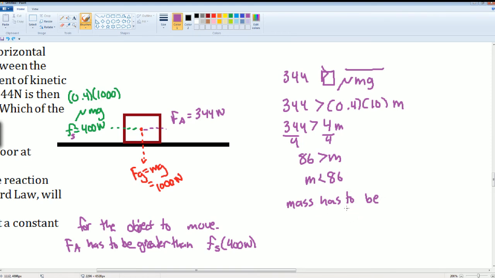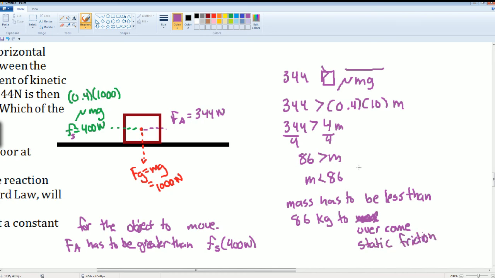So mass has to be less than 86 kilograms to move. Okay? Move, a better word, to overcome static friction. I think that's a better way of saying it.